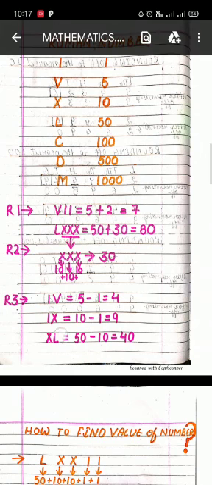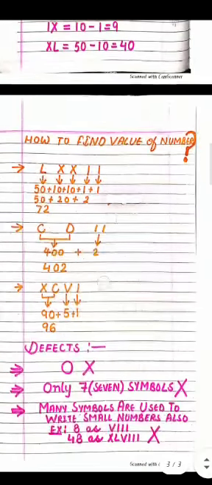Then X means 10 and I means 1. 10 minus 1 gives 9. So this symbol gives us 9. Next, X and L. L is 50 and X is 10. Here 50 minus 10 gives 40. So this number XL in Roman number is written as 40. Now, if the number is given to us, how will we find out the value of the number? So let us come and learn how to know that.